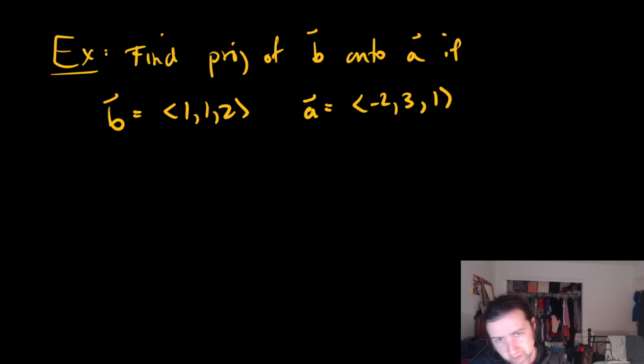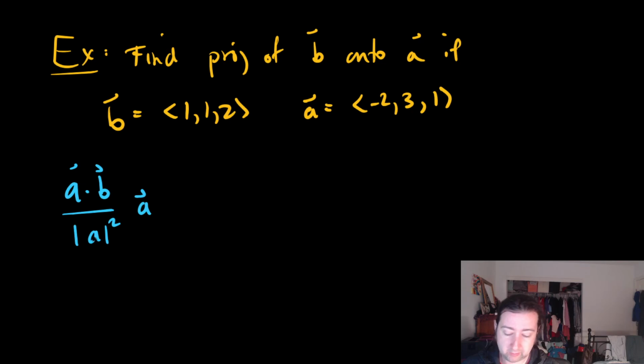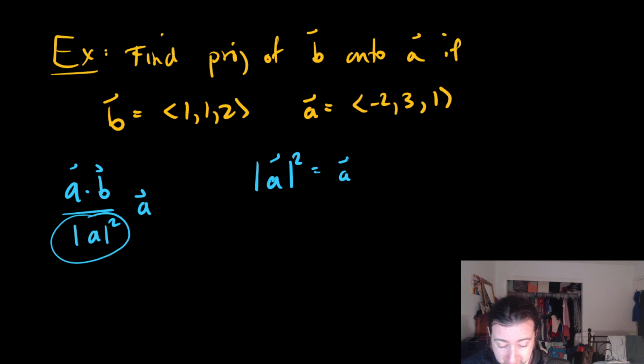So the pieces of this computation I'm going to need are the length of A and A dot B. So the length of A, in fact, I don't even really need the length of A. I need the length of A squared. If you remember the formula, the easiest way to remember the formula is the quantity I'm looking for is A dot B over the length of A squared times A. And the length of A squared, I have a formula for that. In fact, the length of A squared is just A dot A. So the length of A squared is A dot A, which is 4 plus 9 plus 1, which is 14.